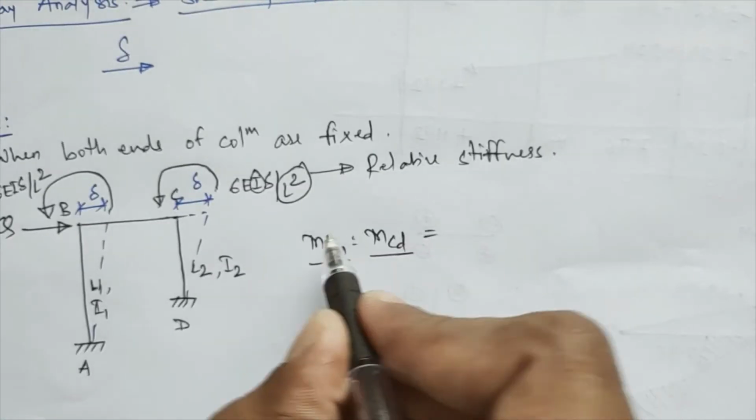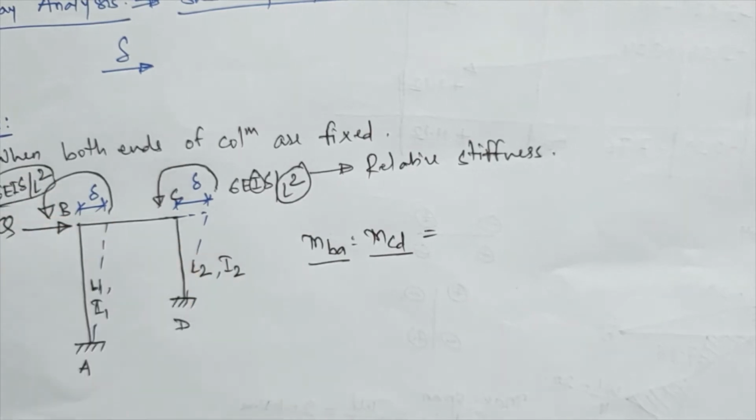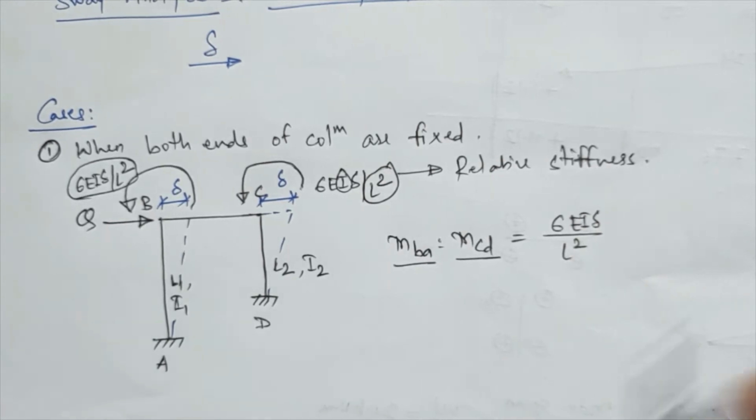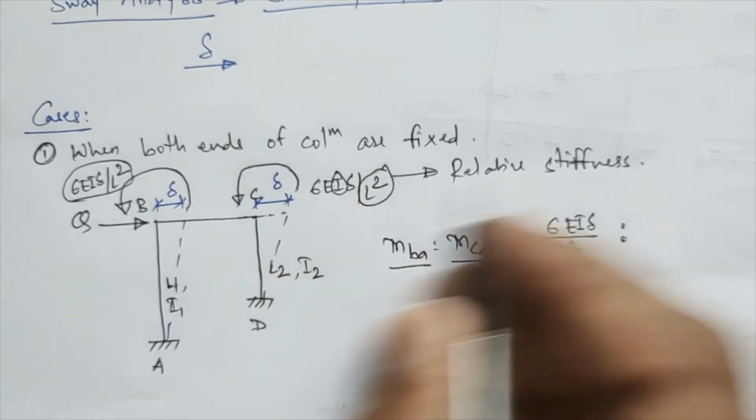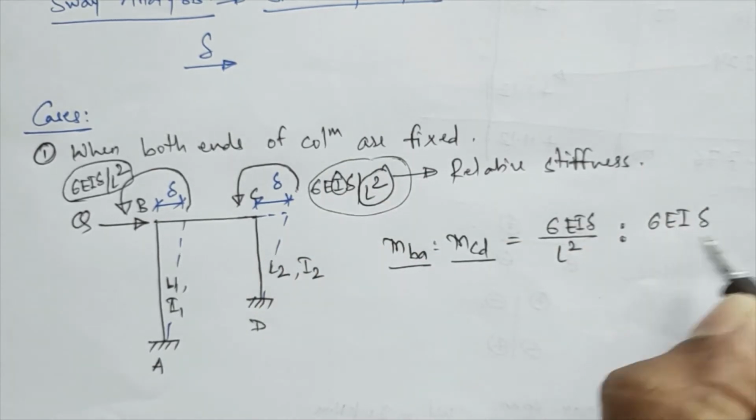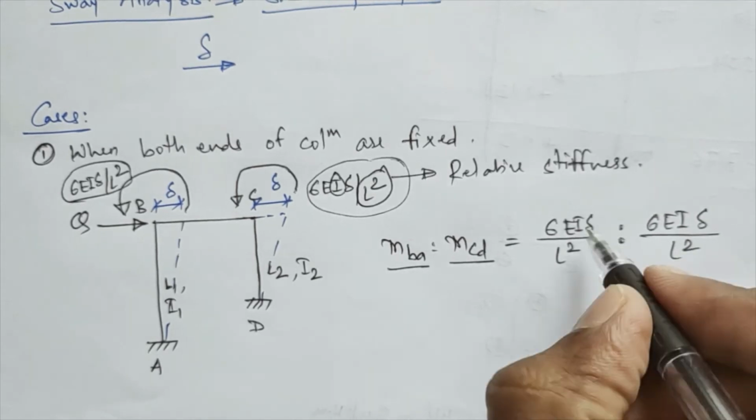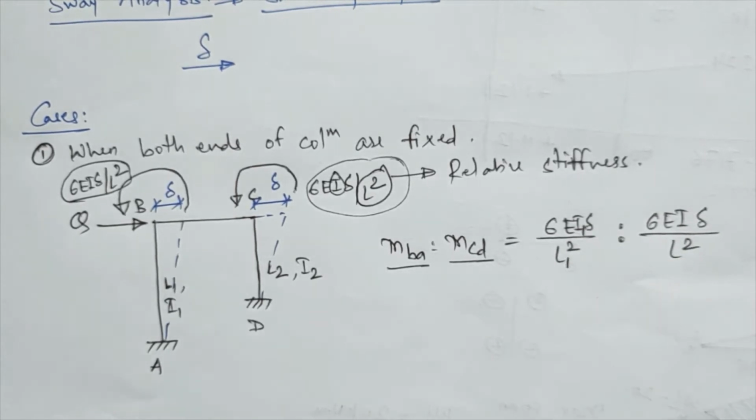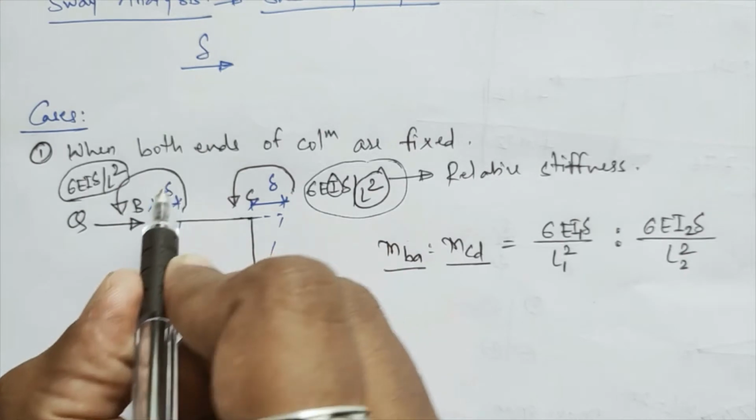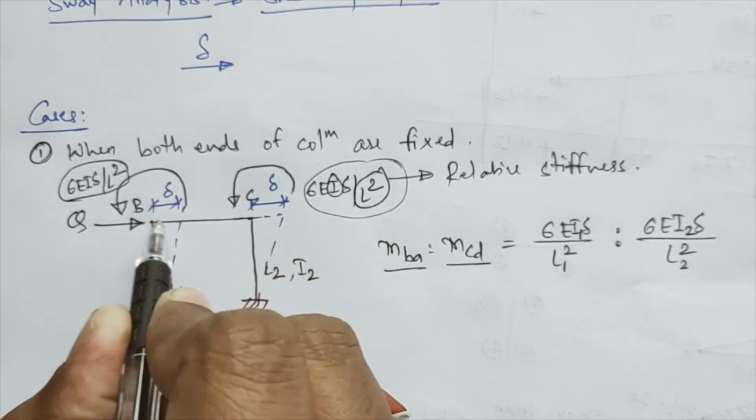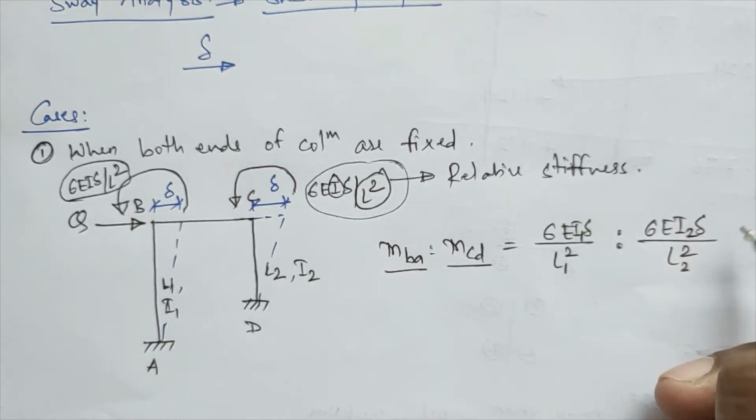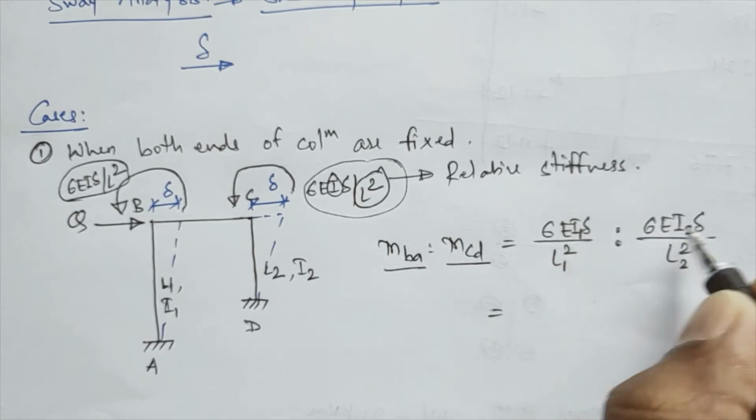So I'll substitute the values. MBA I am getting equal to 6EI delta upon L square, right, is to, next for MCD again the value is 6EI delta upon L square. But here you have I1 and L1, and this is your I2 and this will be your L2. Suppose I am assuming that due to this lateral load, the delta occurring at point B and point C are the same. That is why, if I conduct this ratio, the 6E delta will get cancelled.